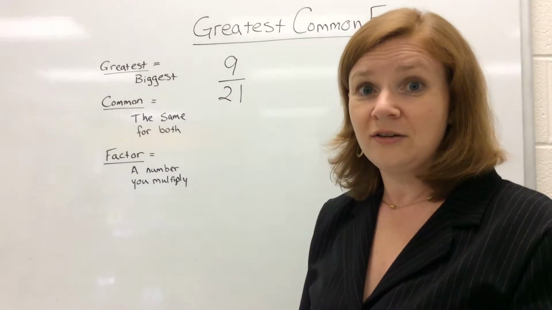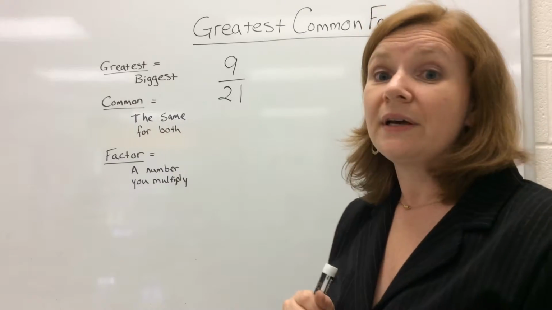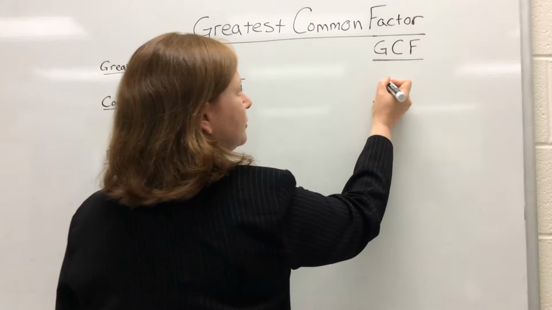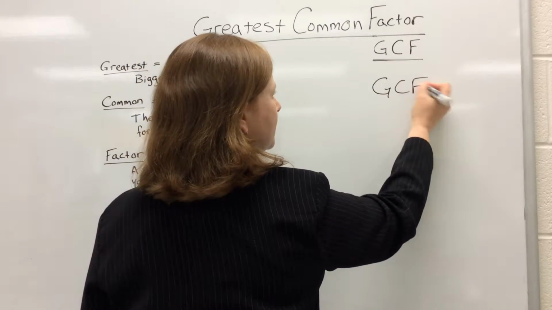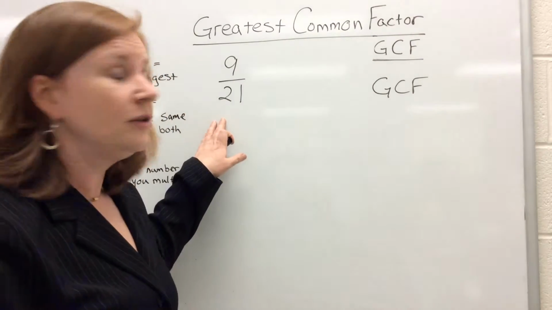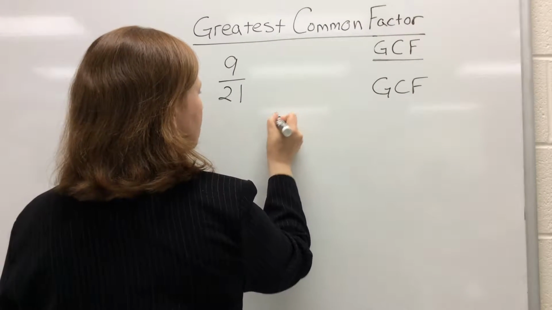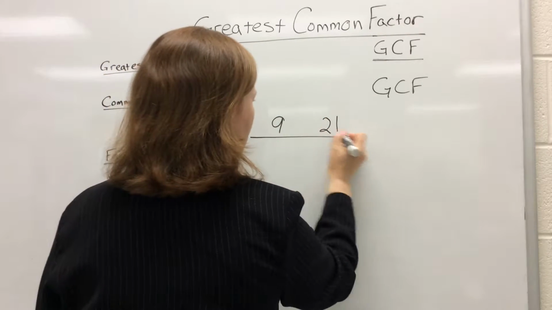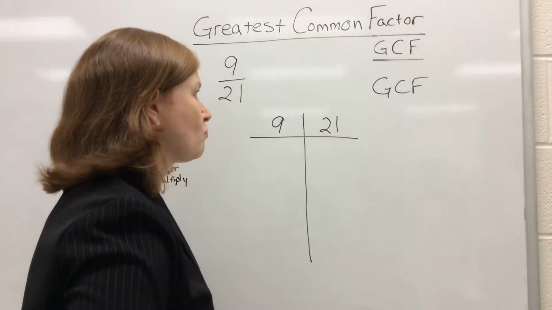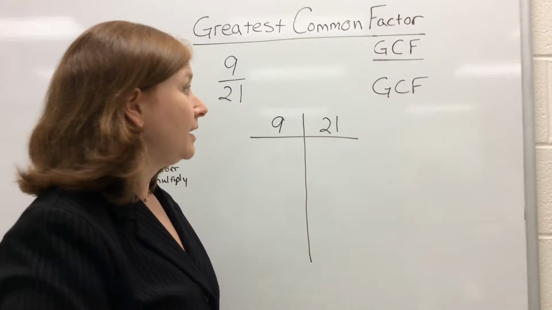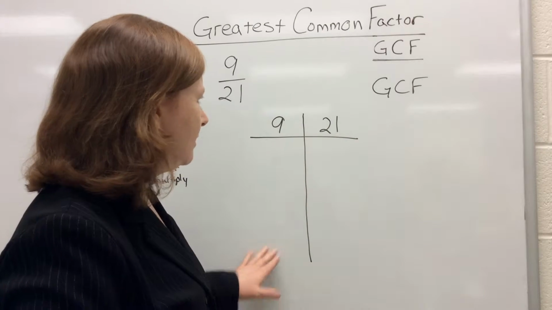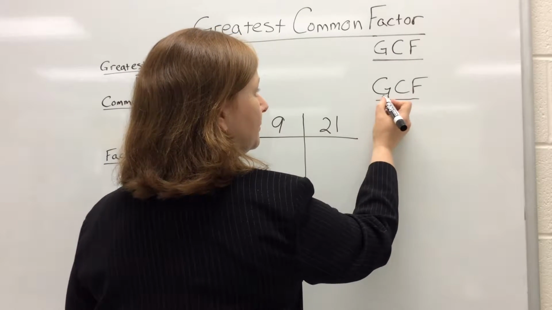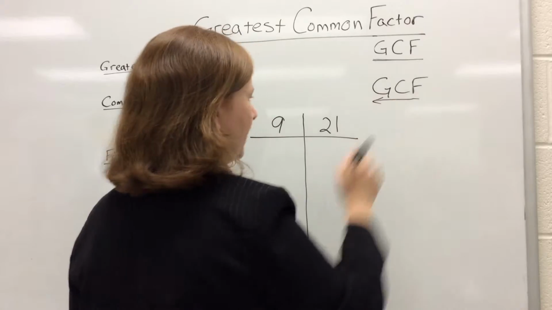I don't have a mnemonic for this skill, but I do have a system. My system is to write GCF to the side for greatest common factor, and then I make a T-chart for my numerator and denominator. I'll put my numerator here, my denominator here. The next step is to find all the factors for 9 and all the factors for 21. So I'm actually going backwards through factor, then common, then greatest. I'm starting with factors.